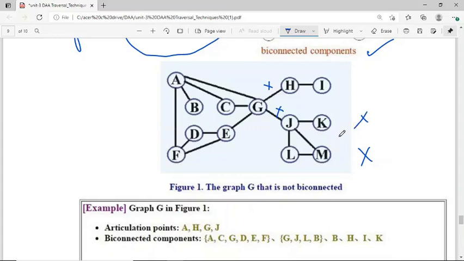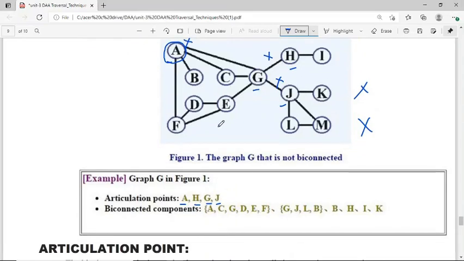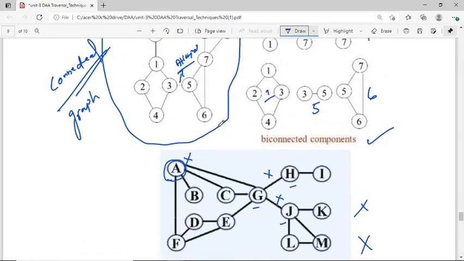And what are the articulation points here? The articulation point here is A. If I remove A, this all is divided. So A, H, B, J, A, H, J, these all are the articulation points. Okay, and what are the biconnected components? Like this, as above.